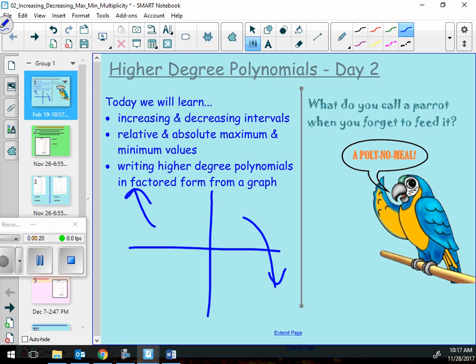So let's just do a couple really quick ones. If I did have a graph that went like this, was its degree odd or even? Its degree was odd because these are going different directions. Did it have a lead term that was negative or positive? Negative, because the right side is down. There must have been a lead term that was negative.